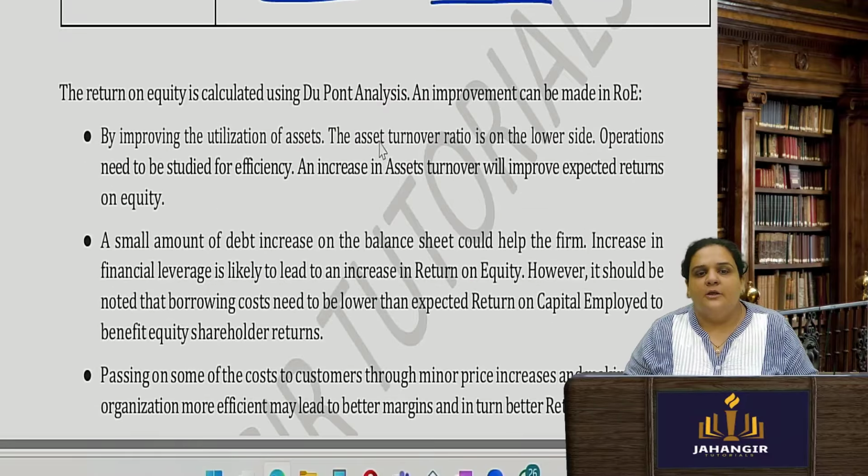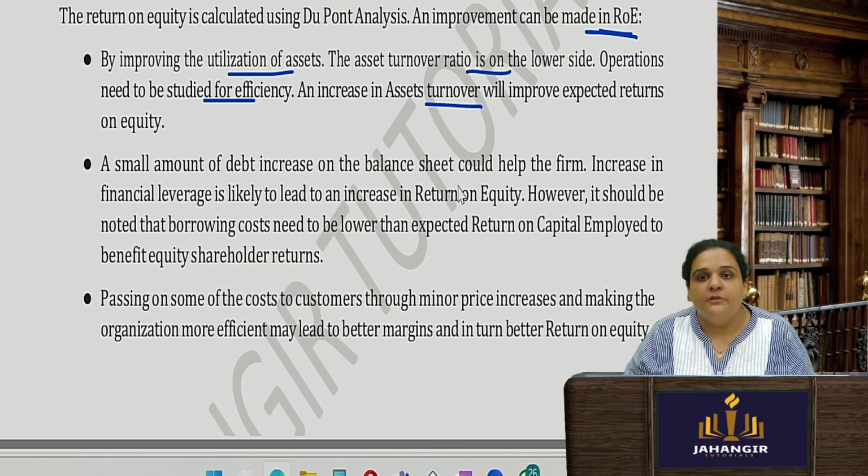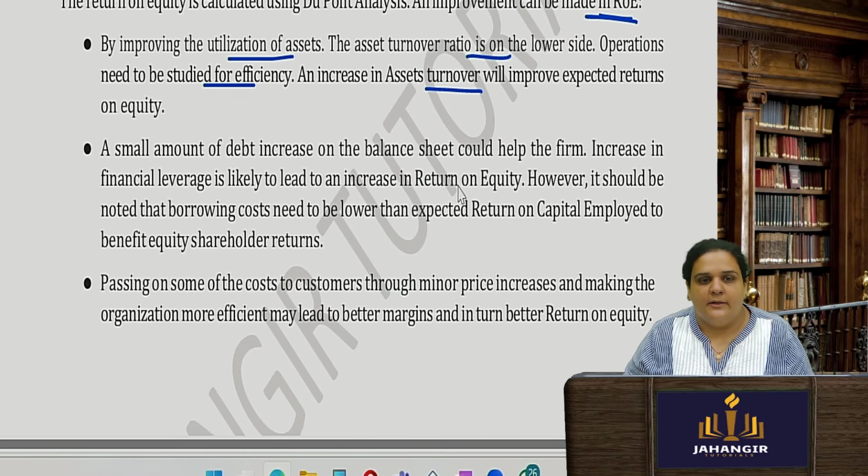Then return on equity is calculated, and an improvement can be made in this. Again they have asked us to comment, no? So how can you make an improvement? By improving the utilization of the asset. Since the asset turnover ratio is on the lower side, operations need to be studied for efficiency. An increase in asset turnover will improve the expected return on equity.